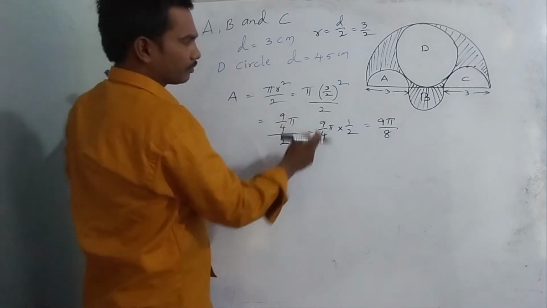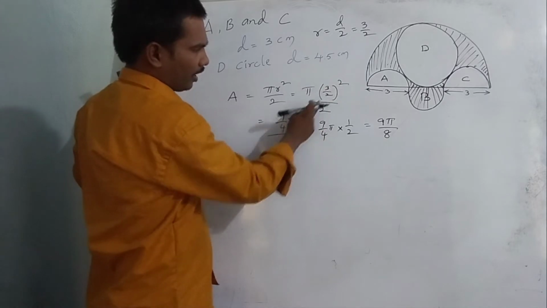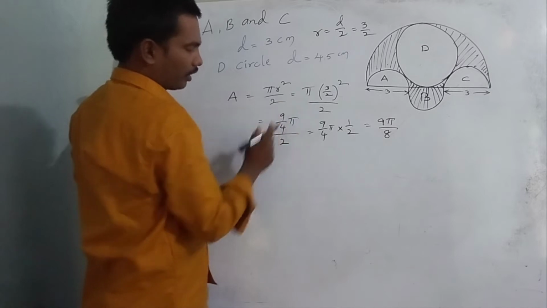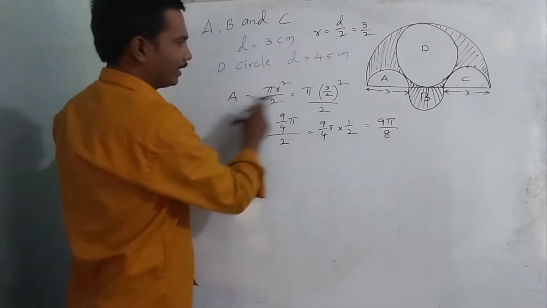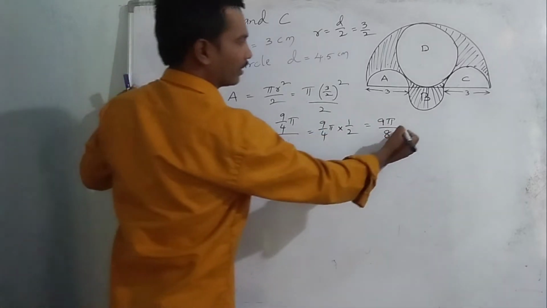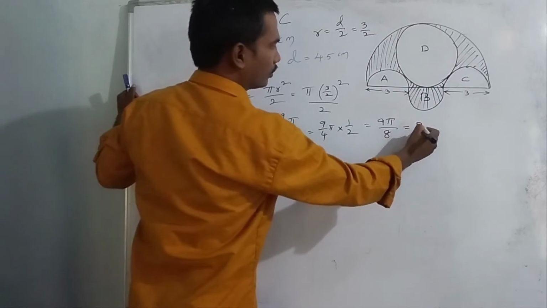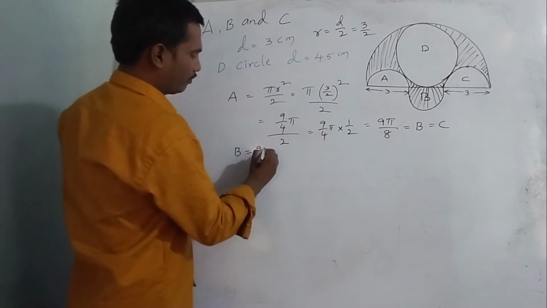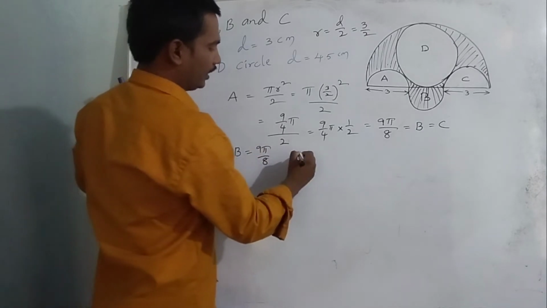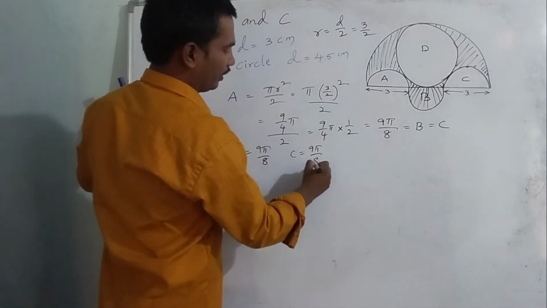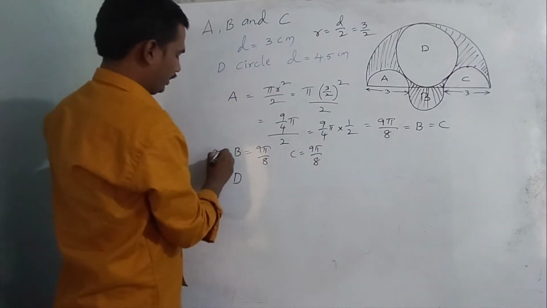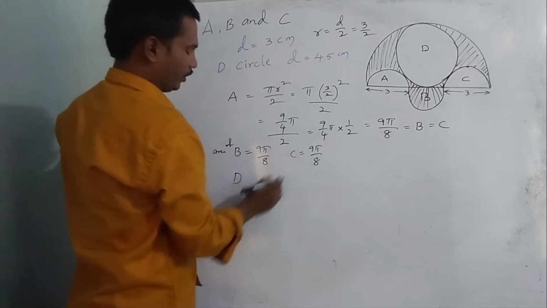So here pi r square, 3 square by 4 square, 3 square value 9, 2 square value 4. So that A area is 9 pi by 8. That A area 9 pi by 8 is equal to the B area and C area. So B area is also 9 pi by 8 and C area is also 9 pi by 8.